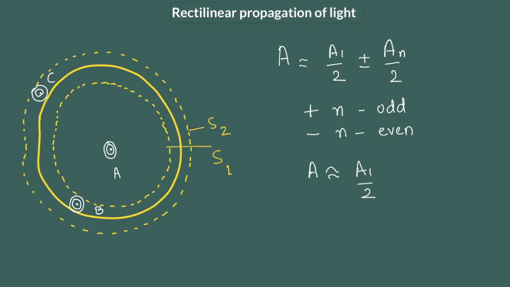I consider a few more points, so I have one more point B which is close to the edge of the aperture, and these are its zones. I have one more pole C which is just outside the edge of this aperture. So now I draw the curve S1 which is lying just inside the aperture, and curve S2 which is just lying outside the aperture.